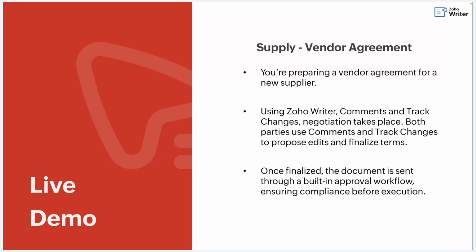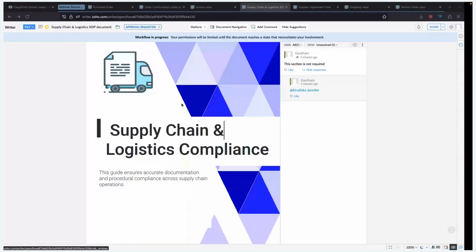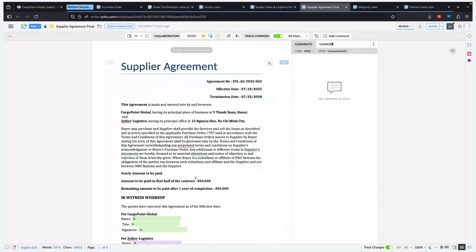Great question, Jennifer. In Writer, you can draft the agreement and share it directly with the concerned parties, whether they are internal stakeholders or external vendors. They can use comments and track changes to suggest any edits or raise clarifications. So you can see all these inputs in one place, resolve them collaboratively, and once the terms are finalized, you can send the document through Writer's built-in approval workflow to ensure everything is compliant before it's executed. Let me quickly get into a demo session so that our audience will have a clear understanding of that.